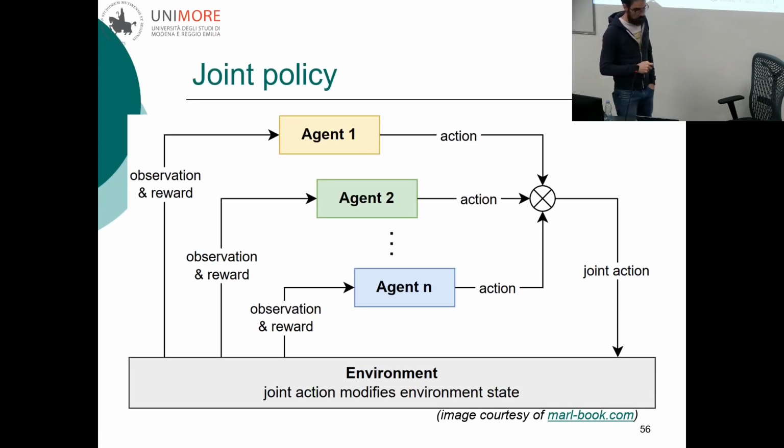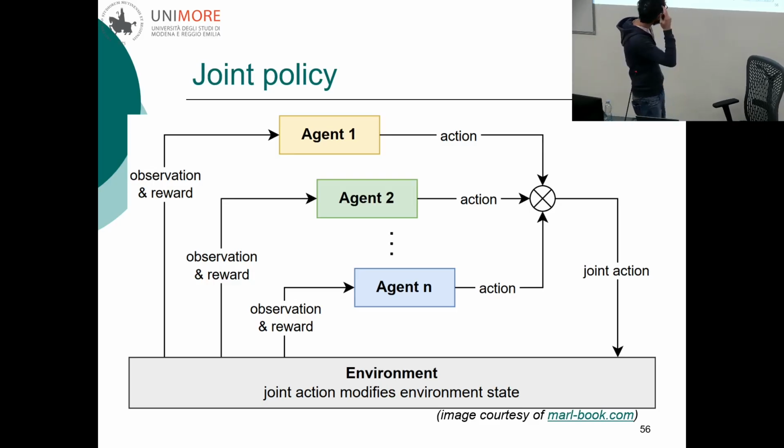What is the joint policy? If you remember the slide that we've seen for the single agent world, in a multi-agent world it is not that every single action of every individual agent has an observable effect on the environment. It can, but more precisely, it is the joint action: the collection of all the actions of all the agents that has an effect on the environment.